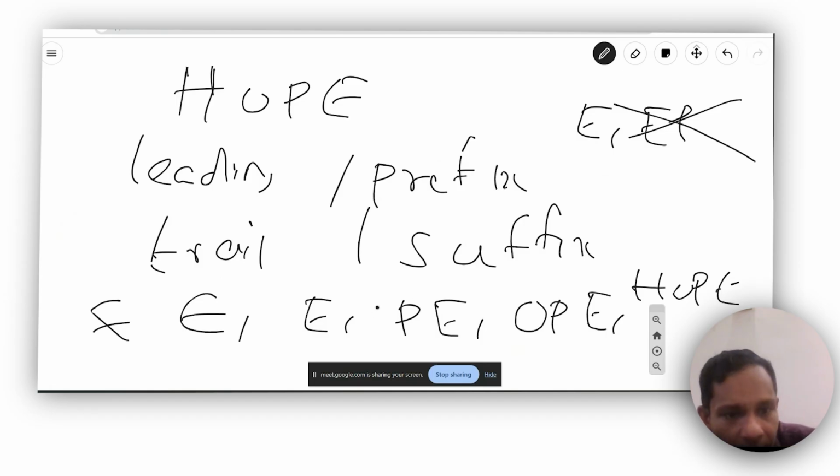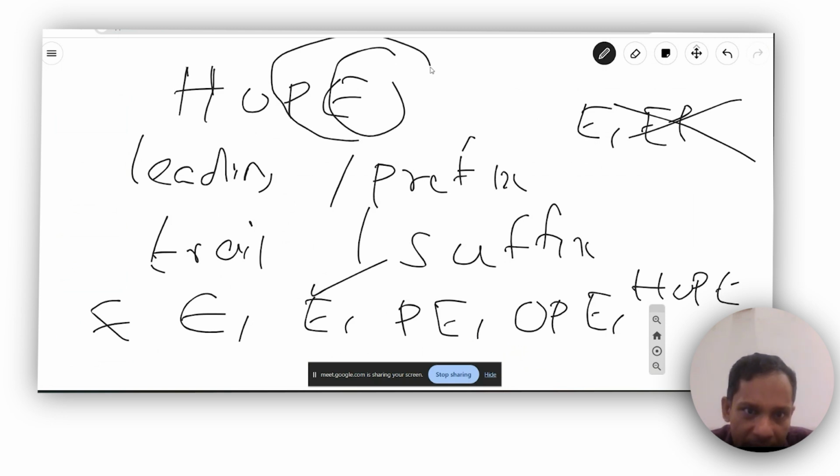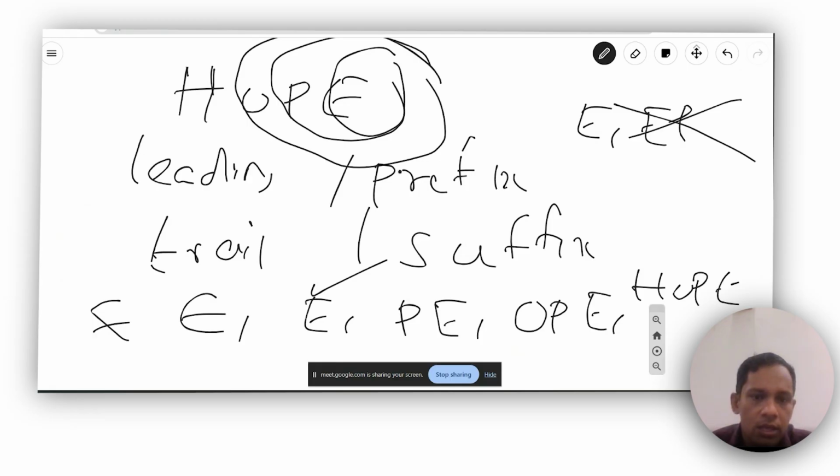You're taking character by character without disturbing the originality of strings. That is E. Okay, then you take what? PE, then you take OPE, then HOPE. Okay, so how many are there? 1, 2, 3, 4, 5. So if the string is of length 4, the number of characters in trailing as well as leading will be 5. So the length is n plus 1.